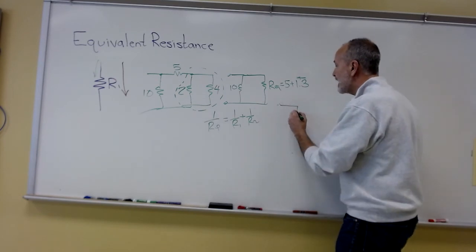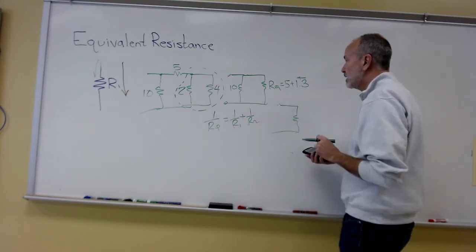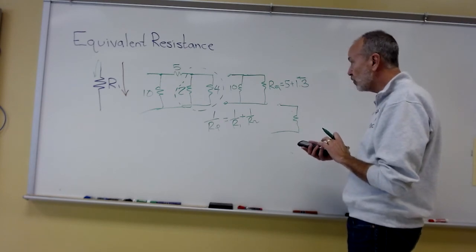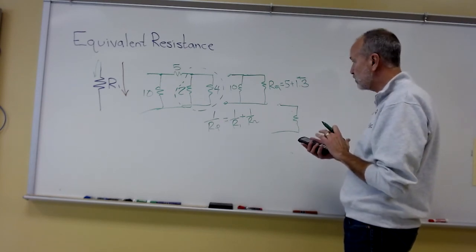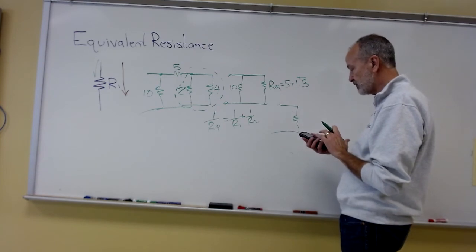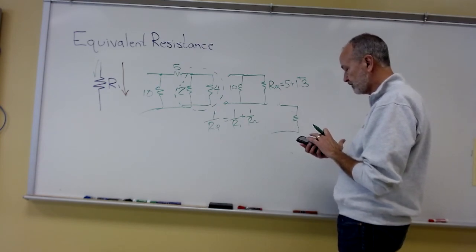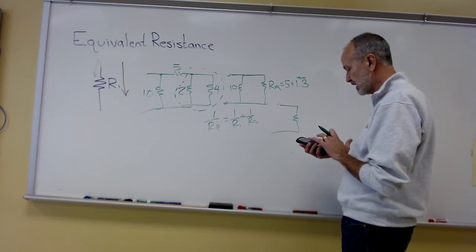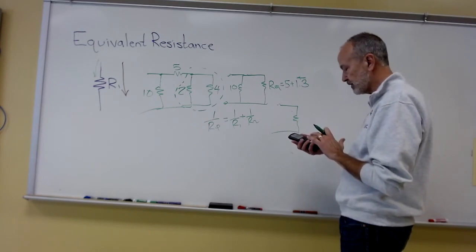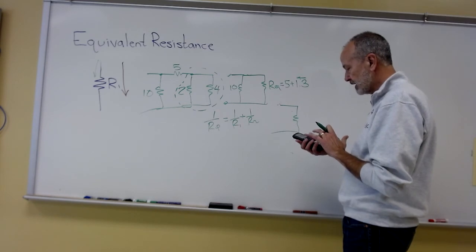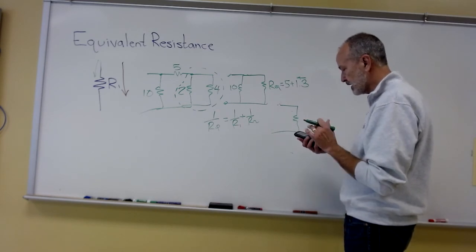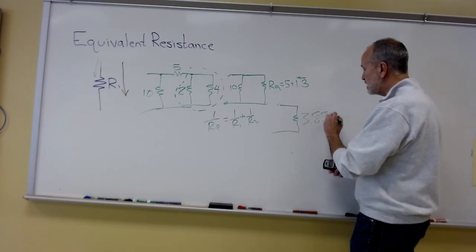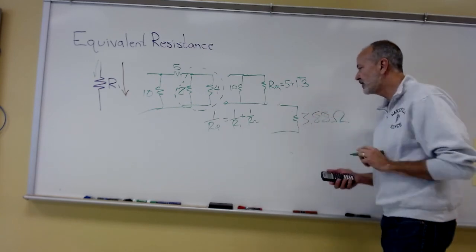And when I do that, I end up with 1/10 plus 1 over 6.3 repeating. Whoops, let me do that. I'm sure this is exciting watching somebody punch stuff into a calculator. And then I do 1 over that, and I got 3.88. Now I'll put the unit, ohms.